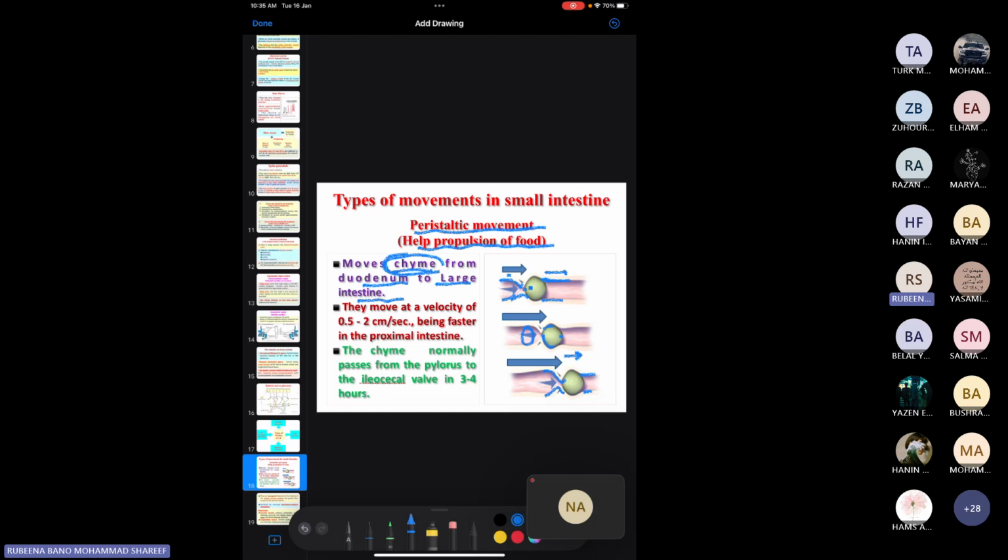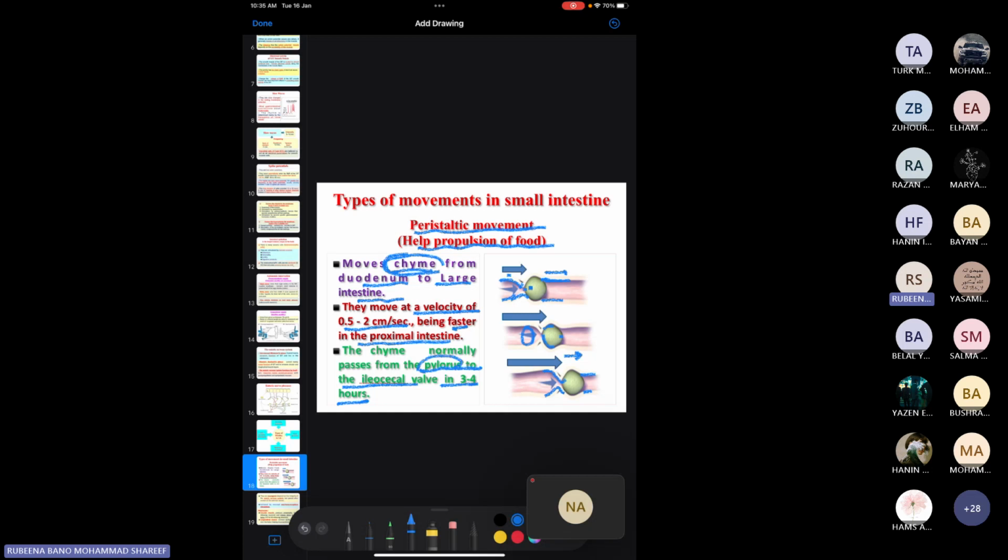This peristaltic wave moves at a velocity of 0.5 to 2 centimeter per second, and it is faster in the proximal intestine, means it is faster in the region of duodenum. The chyme normally passes from the pylorus to the ileocecal valve in 3 to 4 hours. So it takes 3 to 4 hours to pass.